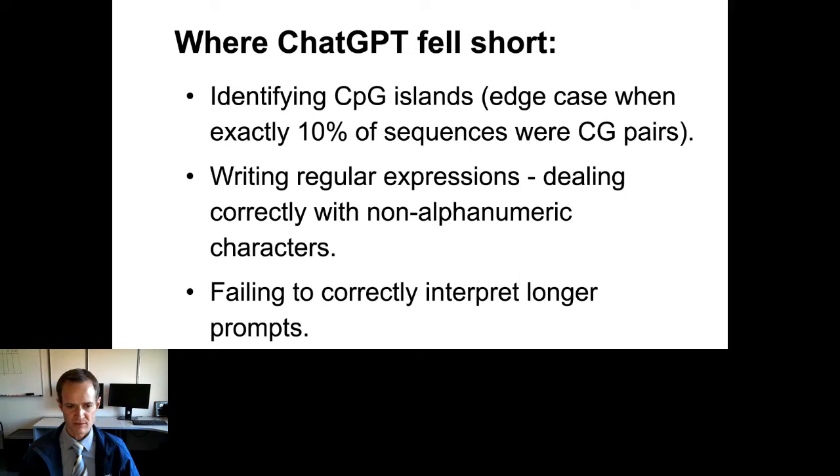There were a couple where it needed to write regular expressions, dealing correctly with non-alphanumeric characters, and it had a hard time on a couple of those. Though in other cases, it wrote regular expressions really well. It did well in other examples. And then there was the longest question that we give to our students, and it struggled on that one, where the instructor's solution was particularly long relative to the other ones.